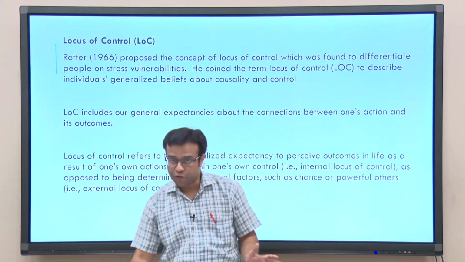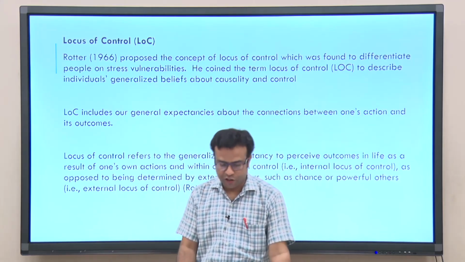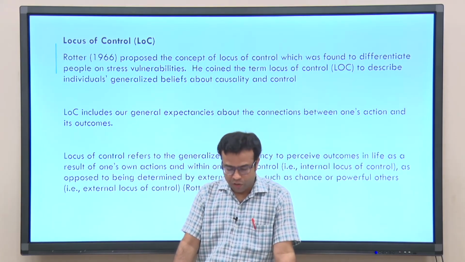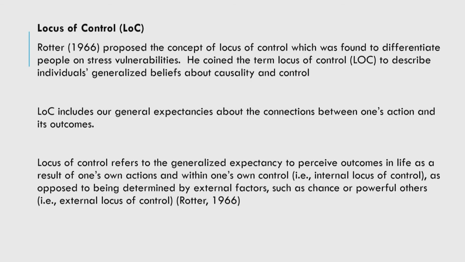Rotter, who is one of the main researchers who started this research in the area of locus of control, proposed the concept, which was found to differentiate people on stress vulnerabilities. It differentiates people who are highly vulnerable to stress and those not so vulnerable to stress. He coined the term locus of control to describe individuals' generalized beliefs about causality and control. What is the belief about causes of actions and outcomes? These are generalized beliefs. In general, some people think one way, and some people think in other ways.